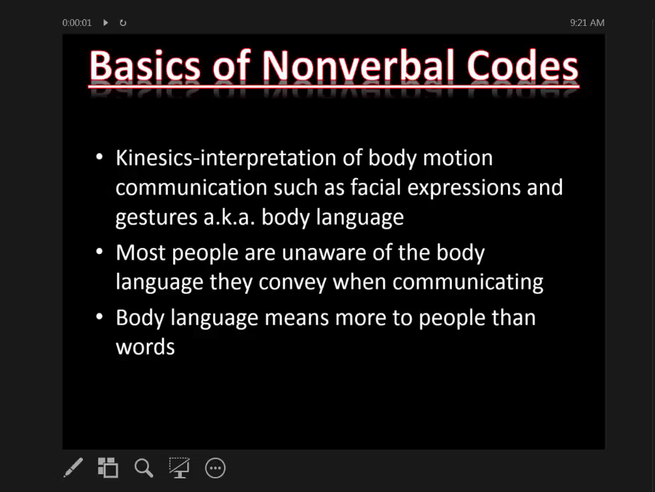Basics of Nonverbal Codes. Kinesics, the interpretation of body motion communications such as facial expressions and gestures, aka body language. Most people are unaware of the body language they convey when communicating. Body language means more to people than words.